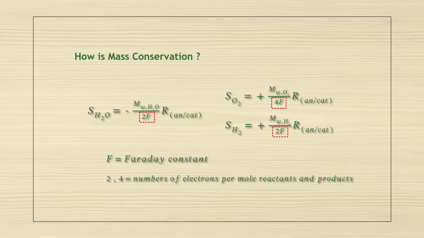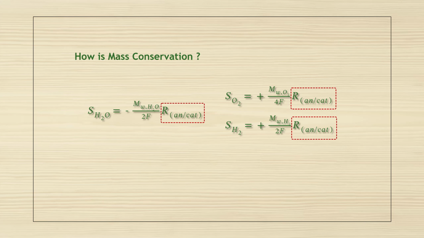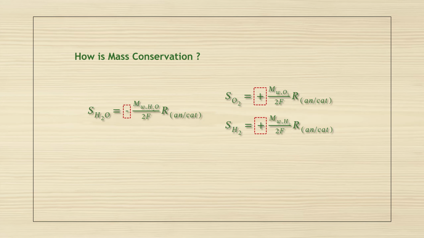Also, F is equivalent to the Faraday constant, and numbers 2 and 4 indicate the number of electrons per mole of reactant or product. Depending on which side of the electrolyzer each species flows, R an or R cat is used in the relations of source terms. In addition, since the water is consumed in the electrochemical reactions of the electrolyzer, a negative sign is applied to the relation of the H2O source term.